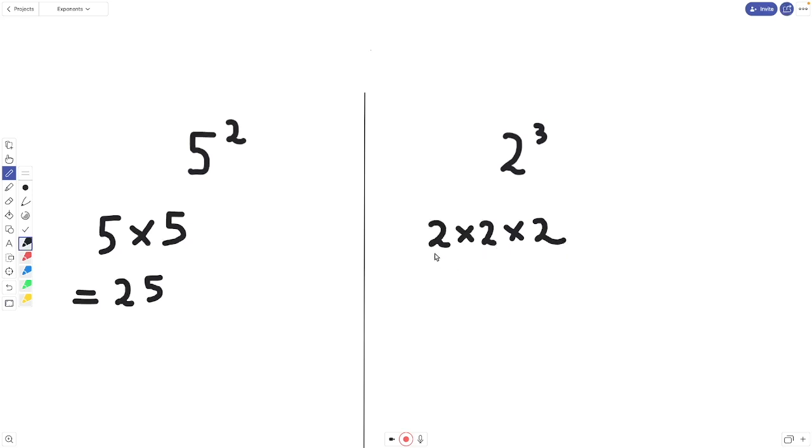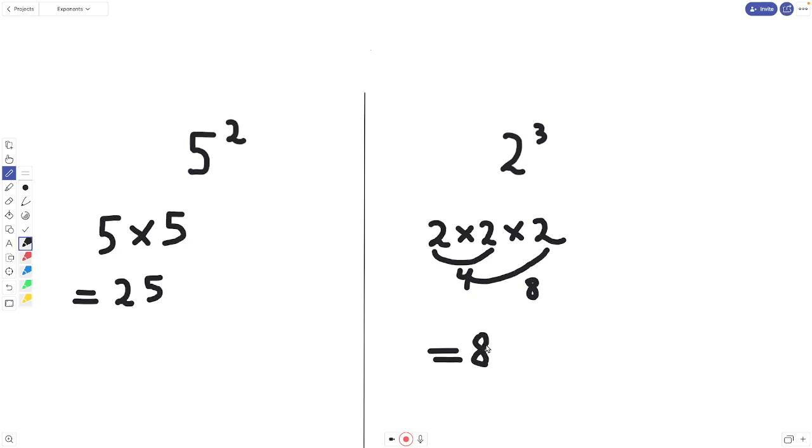Now, it's good to do it step by step, right? So first we do 2 times 2. What is 2 times 2? Well, that's going to give us 4, right? And then we get our answer, and then we do 4 times the 2 on the very right here, and that's going to give us an 8. So 2 to the power of 3 would give us a final answer of 8. And that's how you do those exponents.